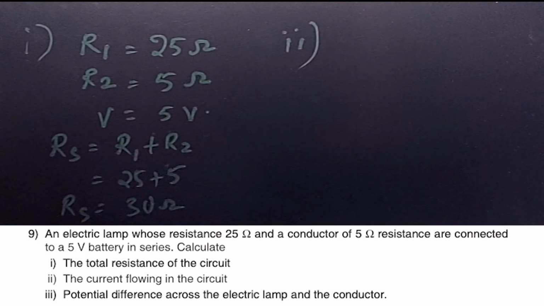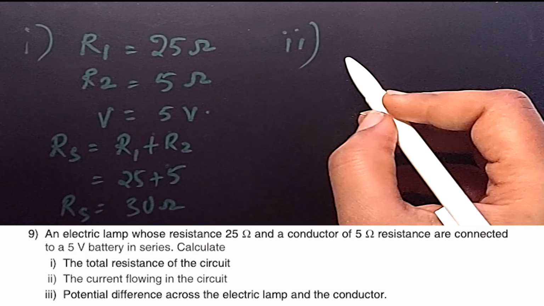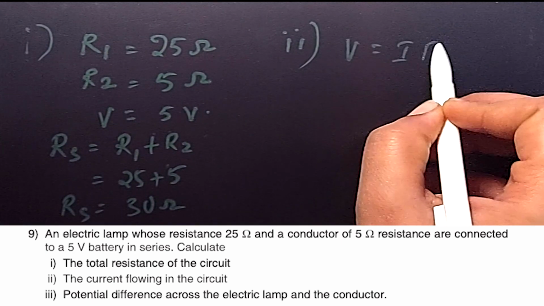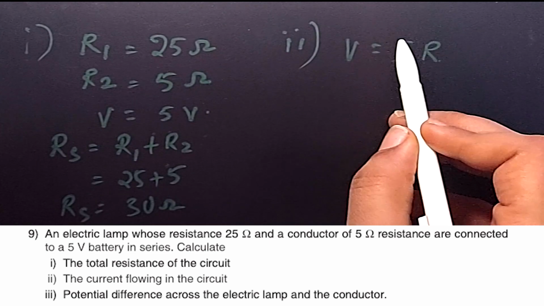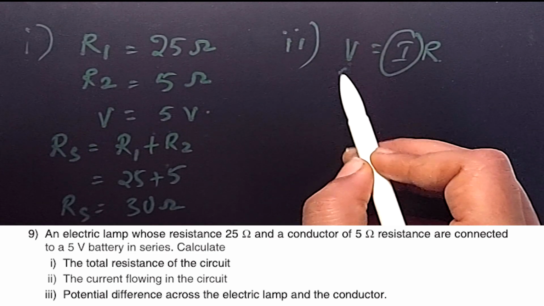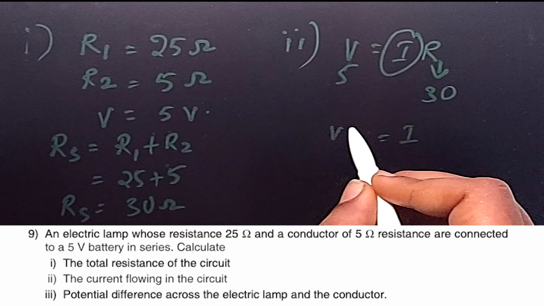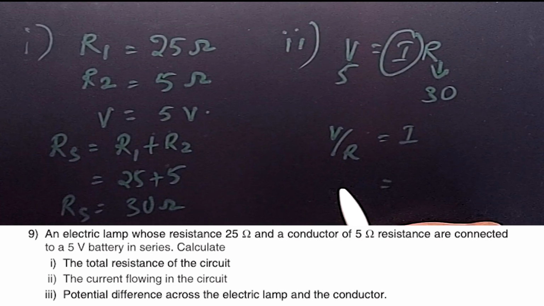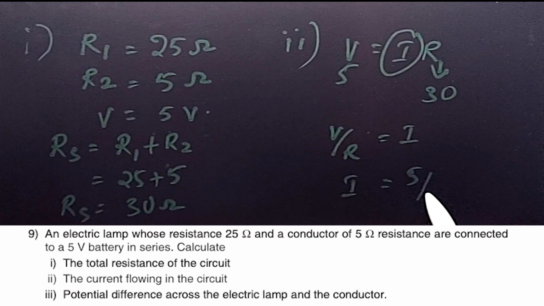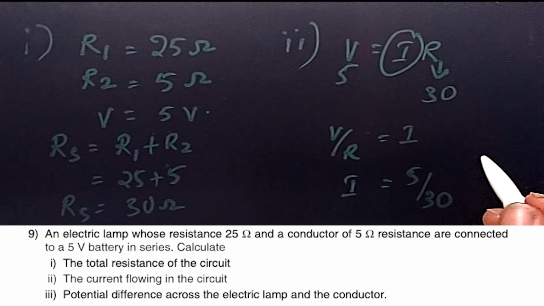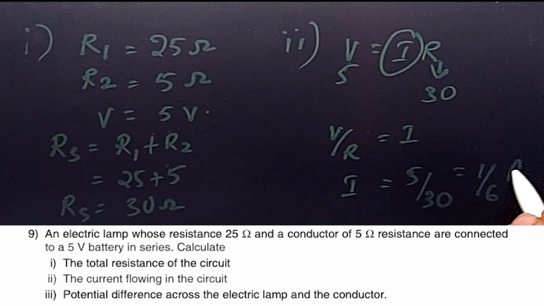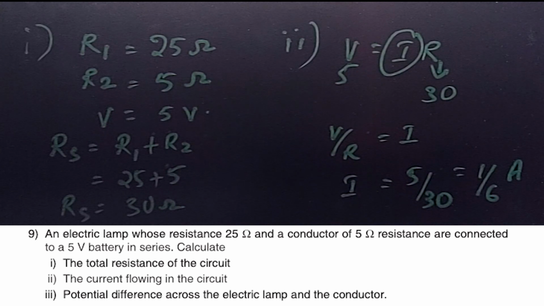Coming to the sub question 2. You are supposed to find the current flowing in the circuit. From Ohm's law, we know that V is equal to I into R. We are supposed to find I. V value is 5, R value is 30. I is equal to V by R. That is nothing but I is equal to 5 by 30. That is 1 by 6 ampere. You can leave it in fraction or you can take a decimal value also.